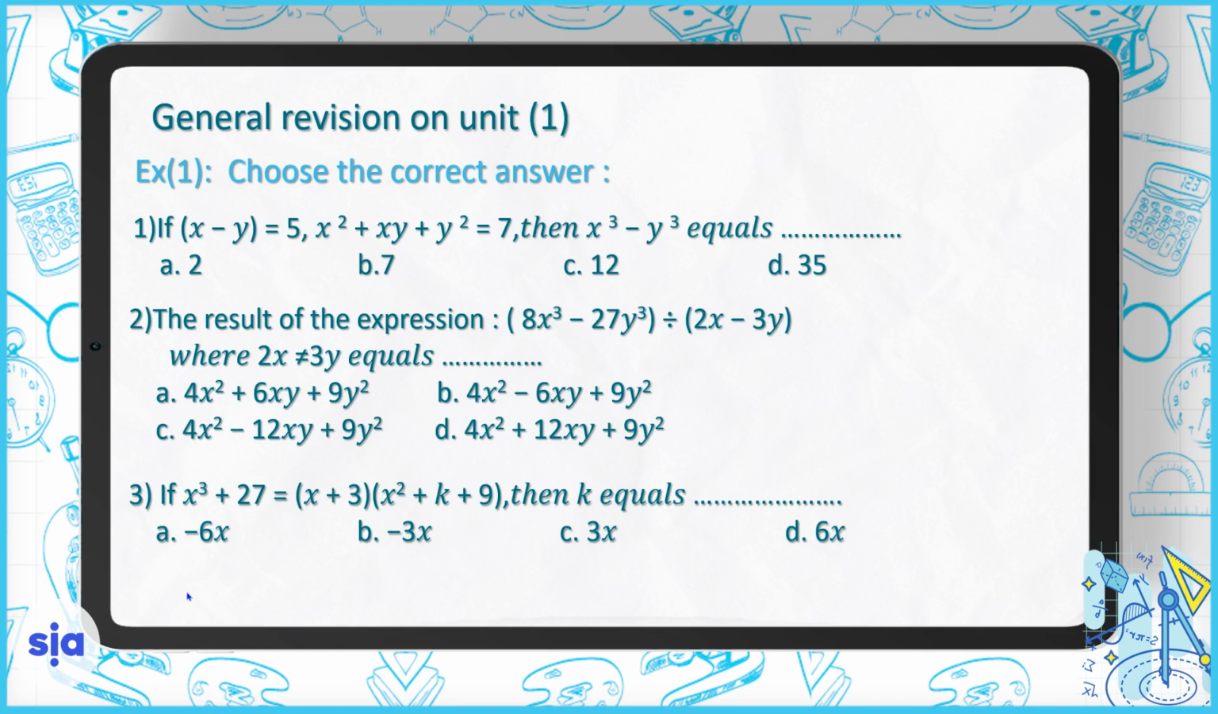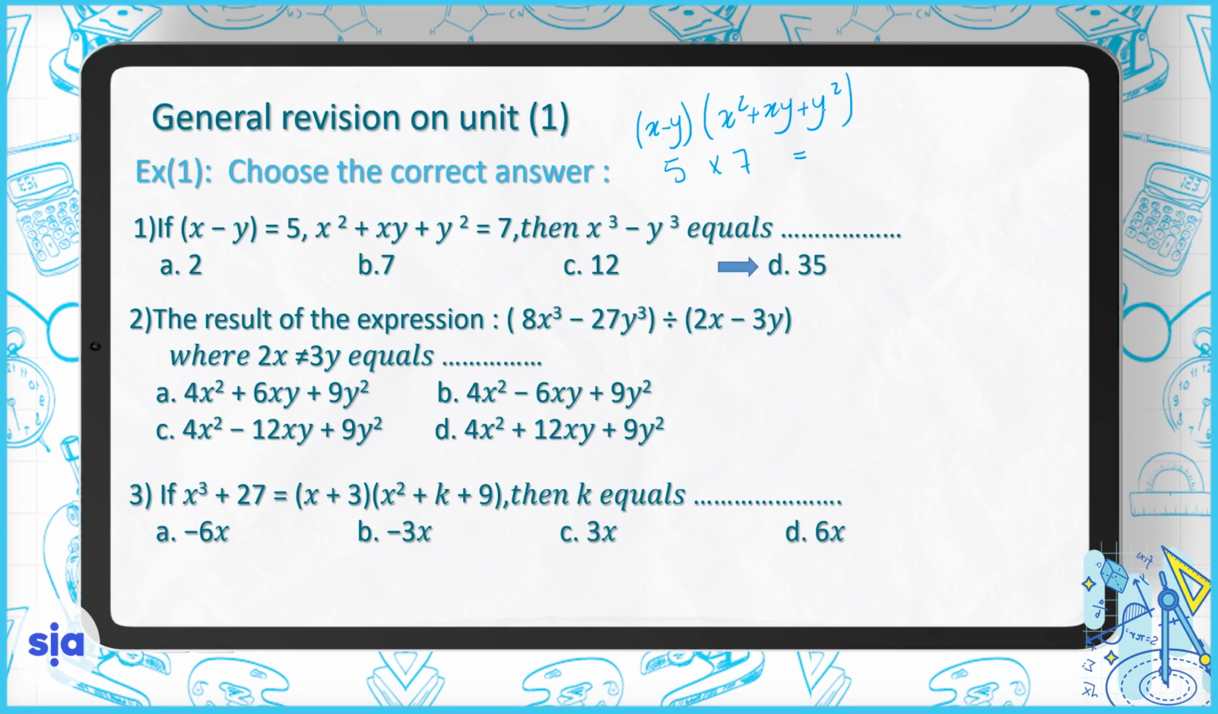If x minus y is equal to 5 and x squared plus xy plus y squared equals 7, what is x power 3 minus y power 3? We know that the factorization of x power 3 minus y power 3 is x minus y times x squared plus xy plus y squared. So the factorization of x cubed minus y cubed is 5 times 7, which is 35.